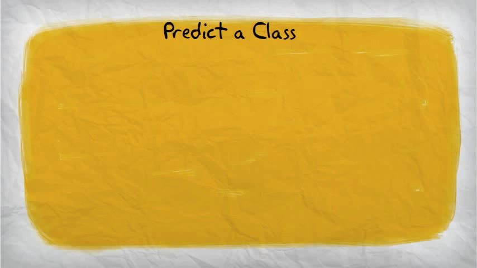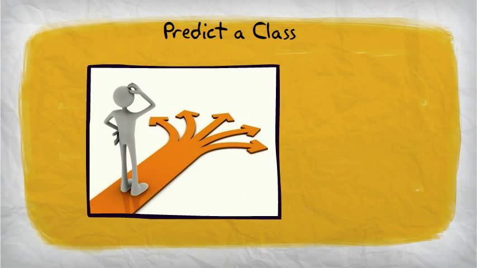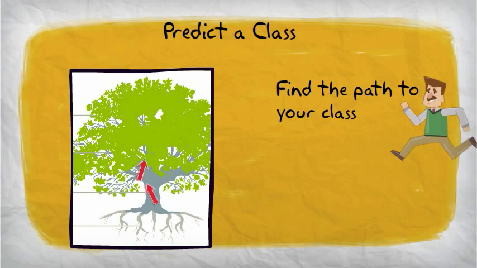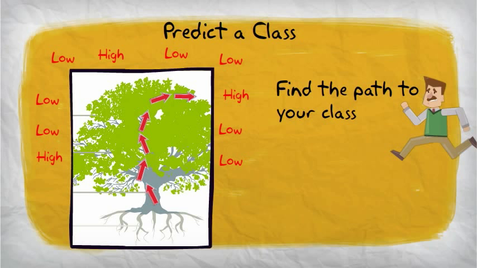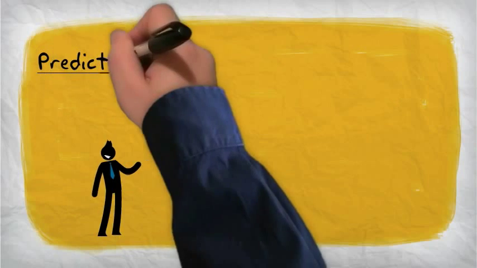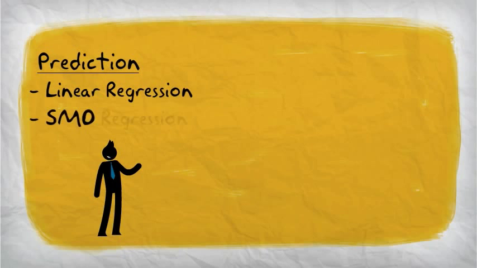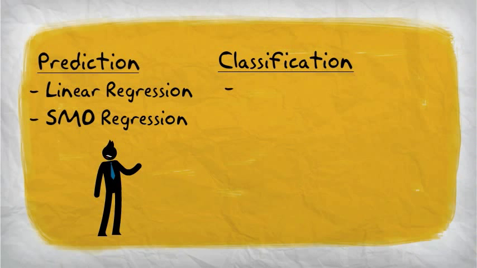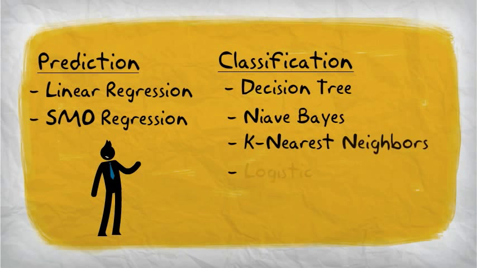To predict the class, we have more choices. For example, decision tree is a very useful algorithm. We can make decisions for each step and finally reach different leaves which represent different classes. Also, those decisions that are closer to the root are the most important indicators we need to pay attention to. Above all, we use linear regression and lasso regression for prediction and classify high-low classes with decision tree, naive Bayes, k-nearest neighbors, and logistic regression.